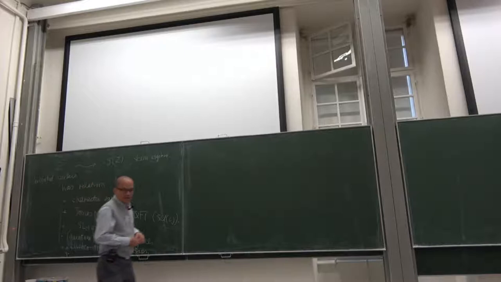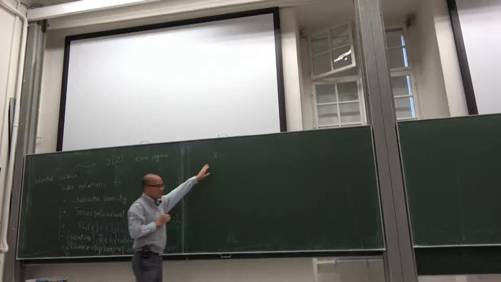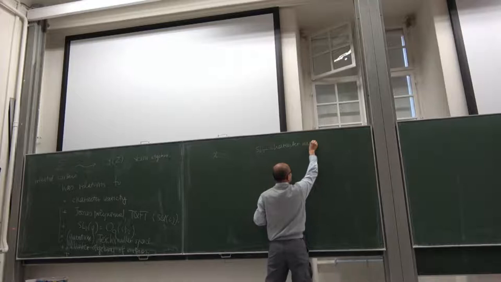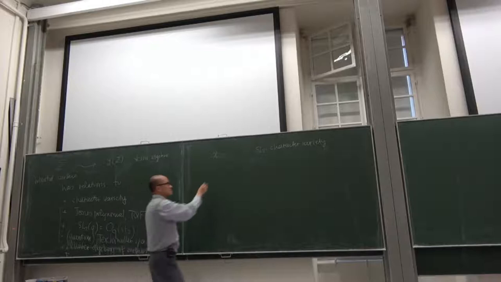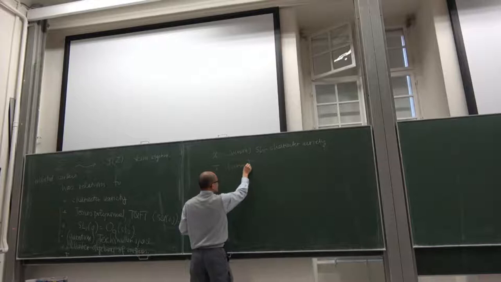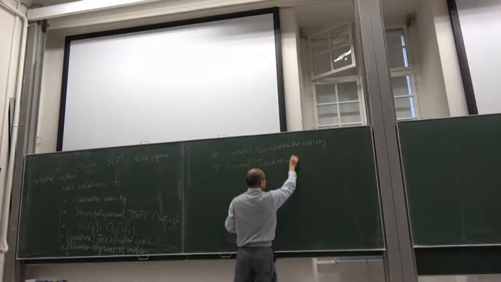Well, maybe I describe here a picture that we will talk about. So you know, here is the SL2 character variety of the surface. Actually, there are some versions of this that I will not specify now. And then T here is again a certain version of the Teichmüller space, again of that surface Sigma.